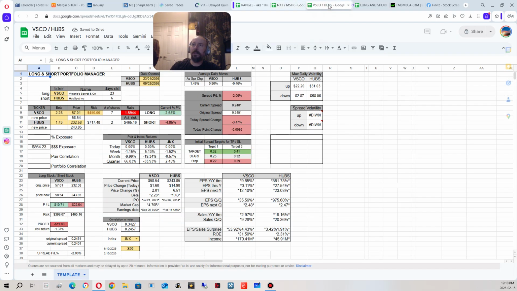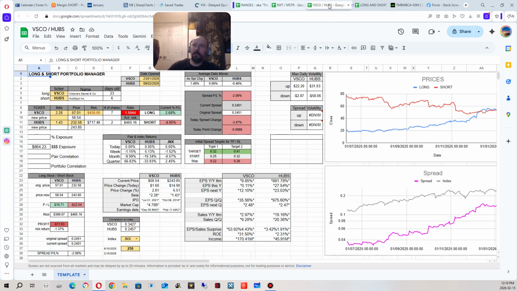VSCO, Victoria's Secret versus HubSpot. Victoria's Secret returning 2.6% in 23 days, whereas HubSpot has lost 4.85%, a combined return of minus 1.37% to the downside. These are very young trades, and they need to be given time.